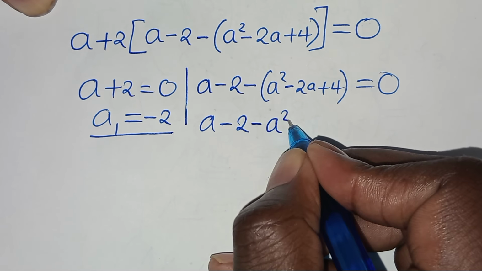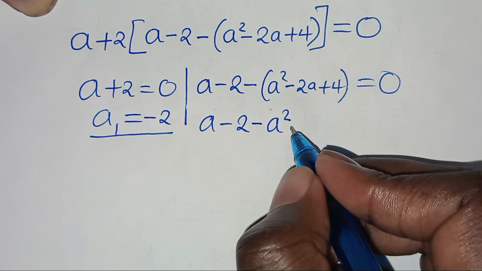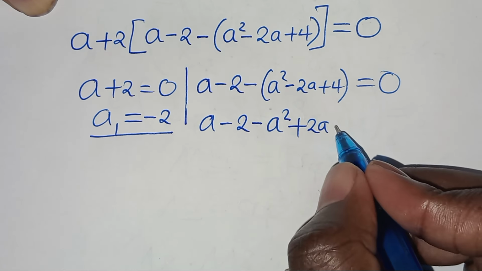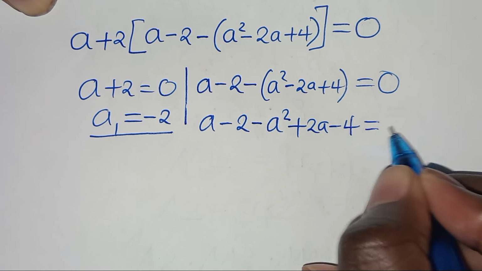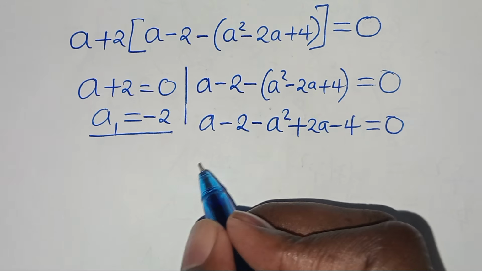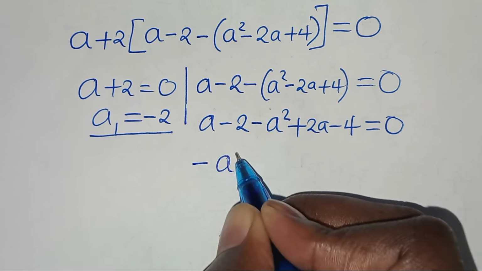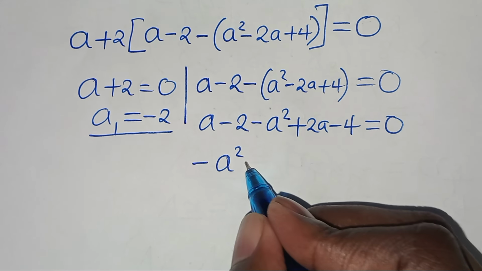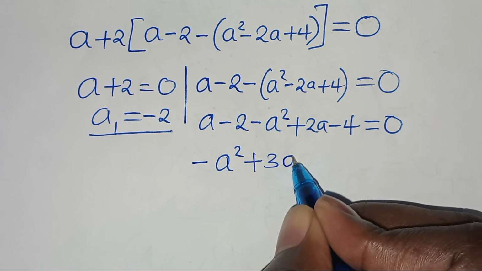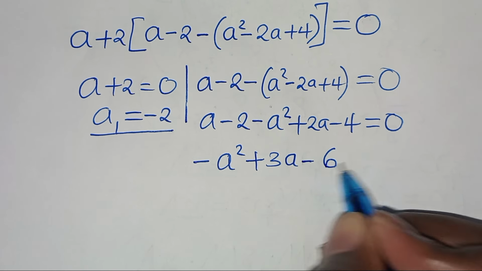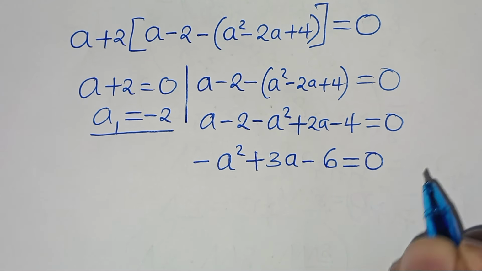Now we have a squared here. Minus times minus 2a, this is plus 2a. Minus times plus 4, this is minus 4. This is equal to 0. Now, we can rearrange this equation so that we have minus a squared, then a plus 2a, this is plus 3a, minus 2 minus 4, this is minus 6, this is equal to 0.